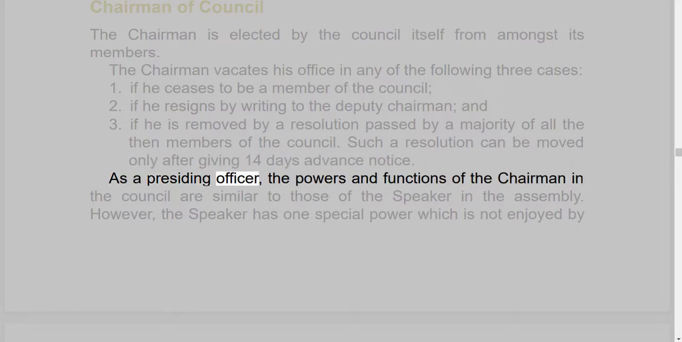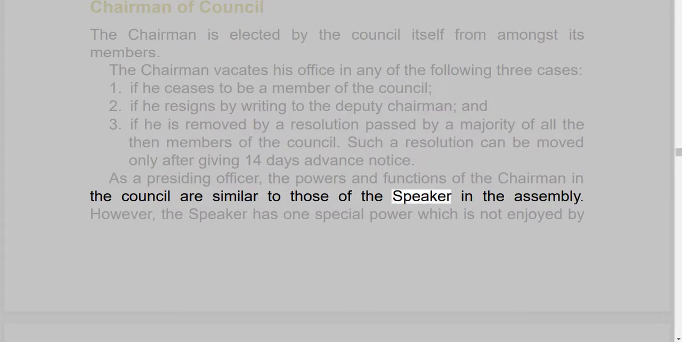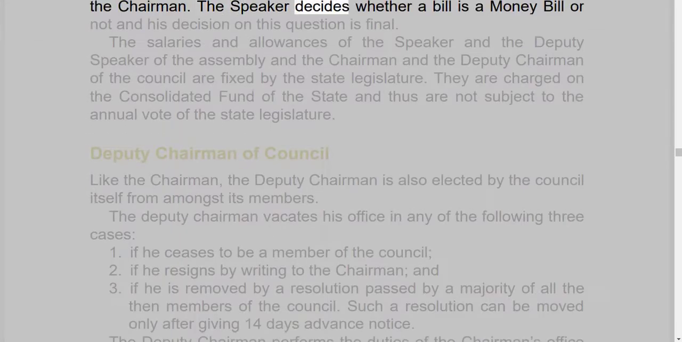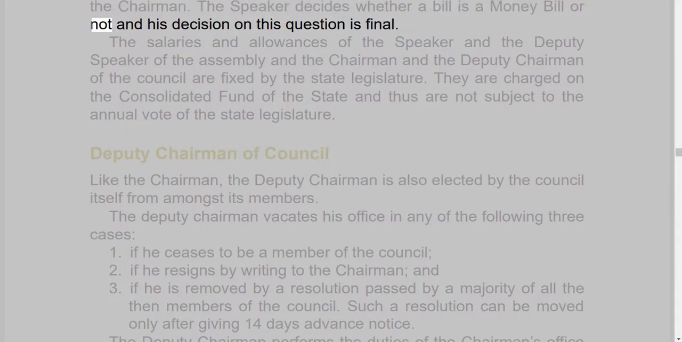As a presiding officer, the powers and functions of the chairman in the council are similar to those of the Speaker in the Assembly. However, the Speaker has one special power, which is not enjoyed by the chairman. The Speaker decides whether a bill is a money bill or not, and his decision on this question is final.